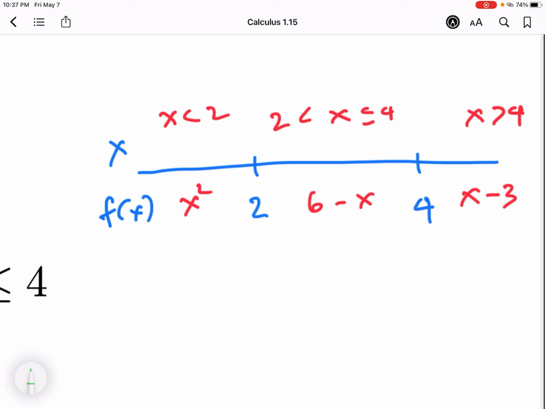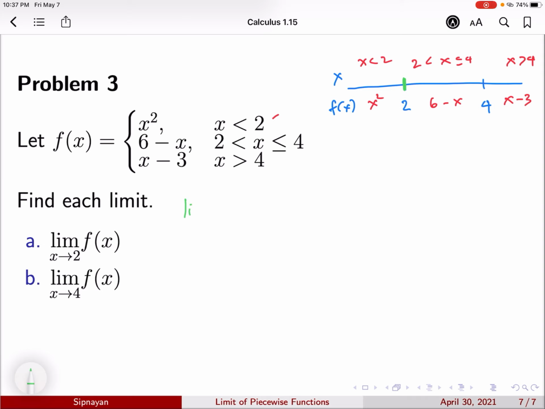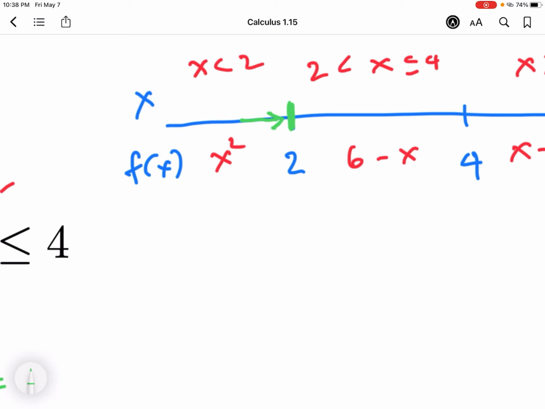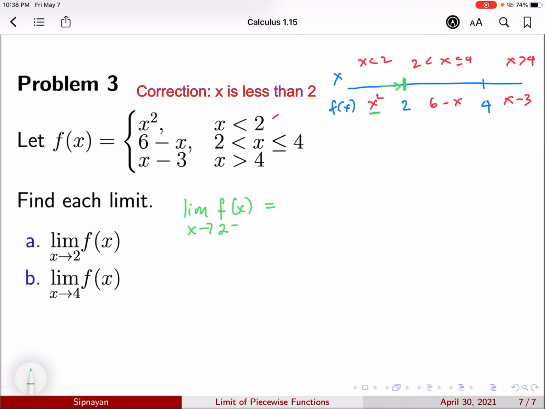Which means na kailangan nating tignan both the left hand and right hand limit of the function, no? As x approaches 2. So ano yung limit of f of x as x approaches 2 from the left, no? So dito yung from the left, which means na dito natin isa-substitute sa x squared kasi yun yung corresponding function niya. So this means that we will substitute 2 dito sa x. Kaya ito ay x squared, which means 2 squared, which is equal to 4. So the limit of f of x as x approaches 2 from the left is equal to 4. Or pwede natin sabihin na ang kanyang left hand limit ay 4.